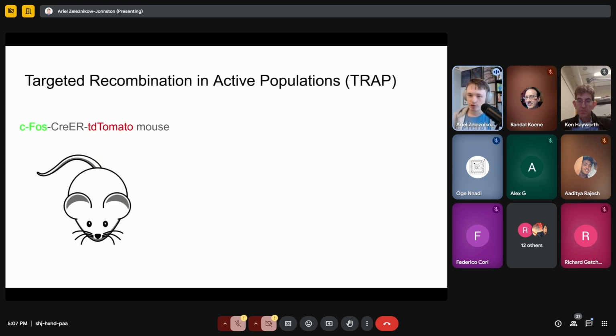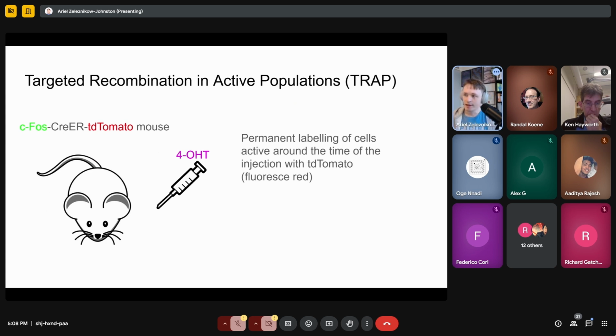And in order to visualize what's going on in the M1 and the DLS throughout this paper, they use this particular kind of tagging technique for active neurons called targeted recombination in active populations, or TRAP. What they have is a CFOS Cre-ERT2 TD tomato mouse. Basically, when that mouse is given an injection of this chemical, 4-OHT, immediately prior to any sort of behavioral task, it induces permanent labeling of the cells that are active around the time of the injection with TD tomato.